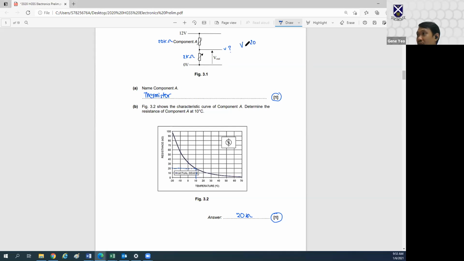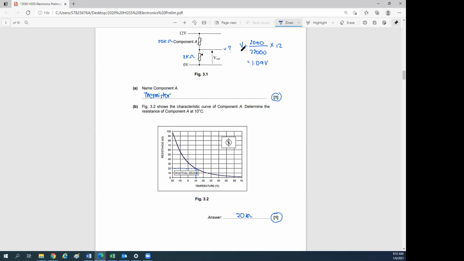V out is 2000 over 22,000 times 12 volts, right? So I've got 2000 divided by 22,000 times 12. You should not get 0.09. You should get 1.09 volts. I forgot to times 12.